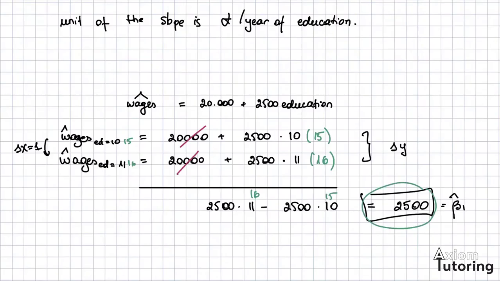And that was the defining property of the level model. It does not depend on the starting level of education. It is just that beta 1 hat here. Another key takeaway from this video is that whenever you want to compute predictions, all you have to do is plug in the levels that you want for your x variables so that you can find what that prediction is.